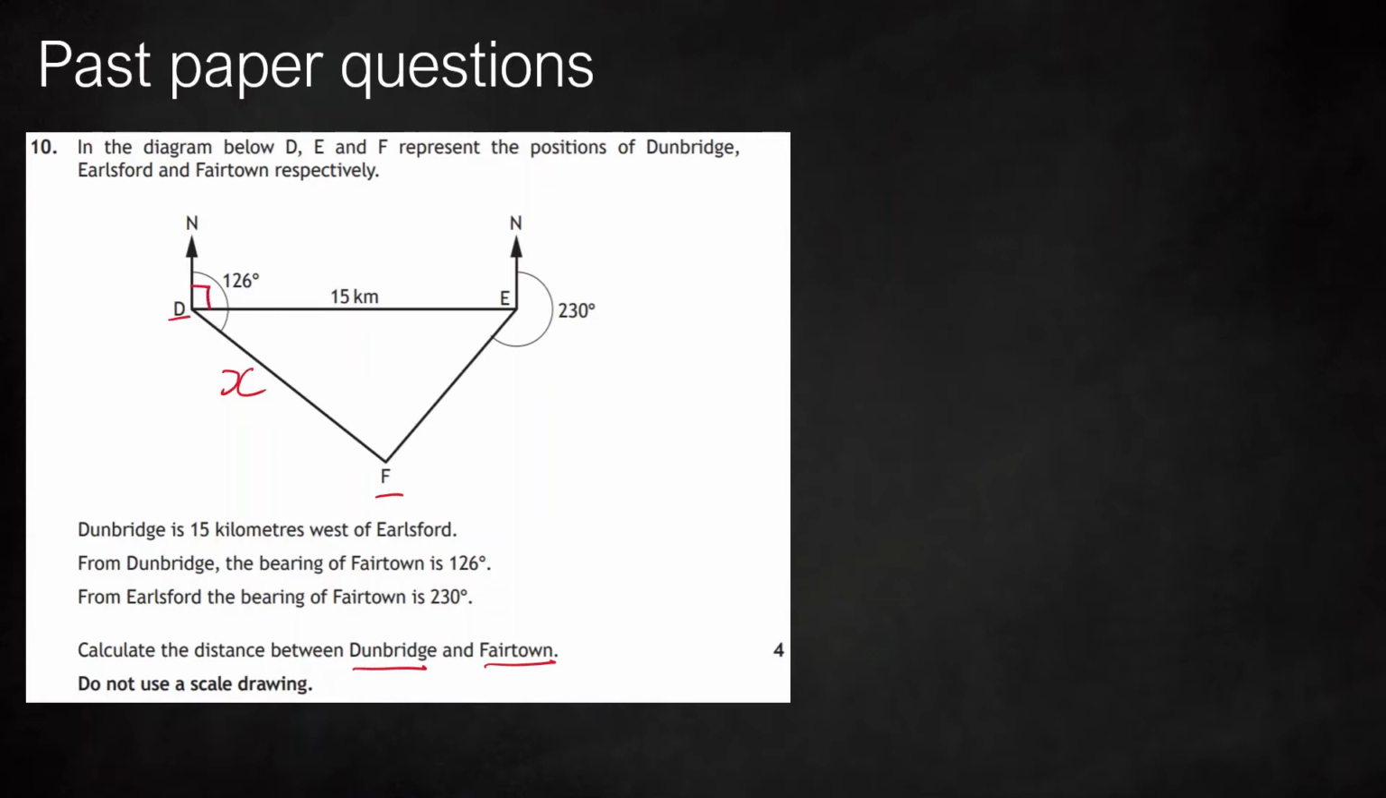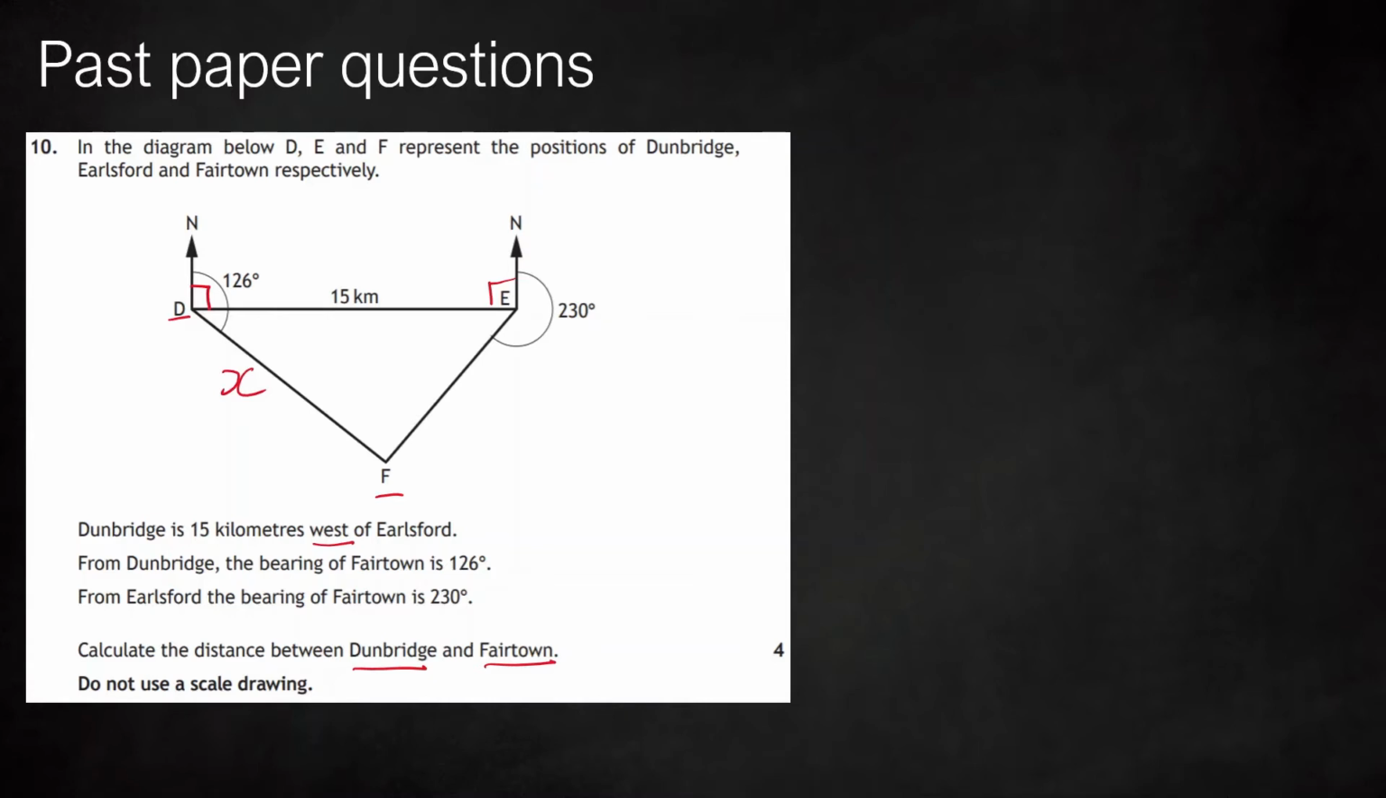So we notice first of all that at this angle 126, it looks like the side to the north line to the horizontal line is a right angle, and we can't assume that. So how do we know? Well, let's go back and read the question, and we notice that it says that Dunbridge is west of Elsford, which means that this line here is going to be a right angle, because E is east of Dunbridge if Dunbridge is west of Ellsworth. And that also means that this side over here is also going to be right angled because both north lines are going to be perpendicular to that horizontal line.